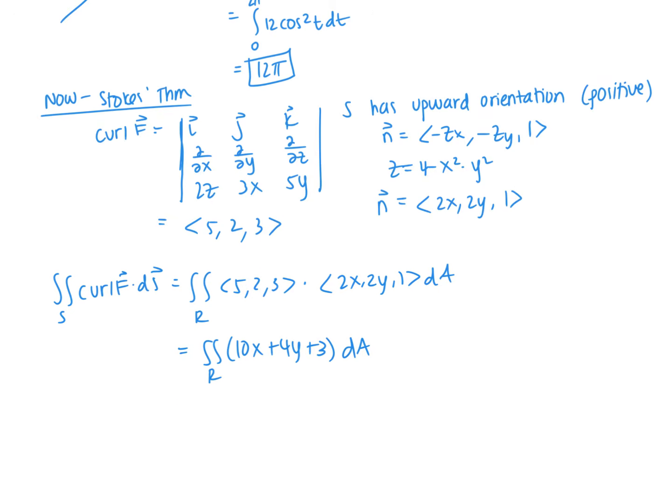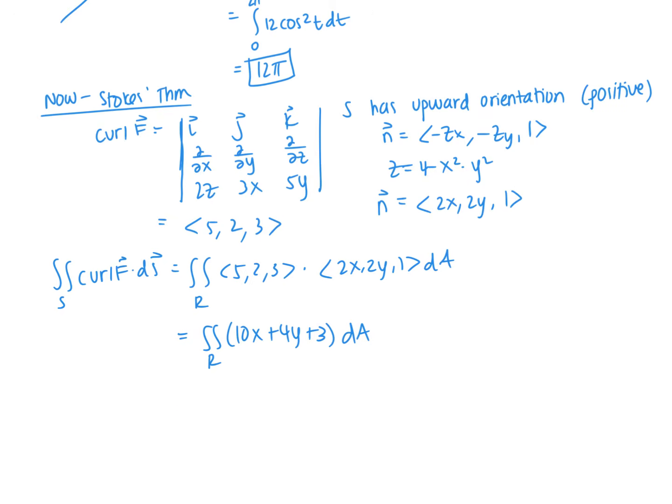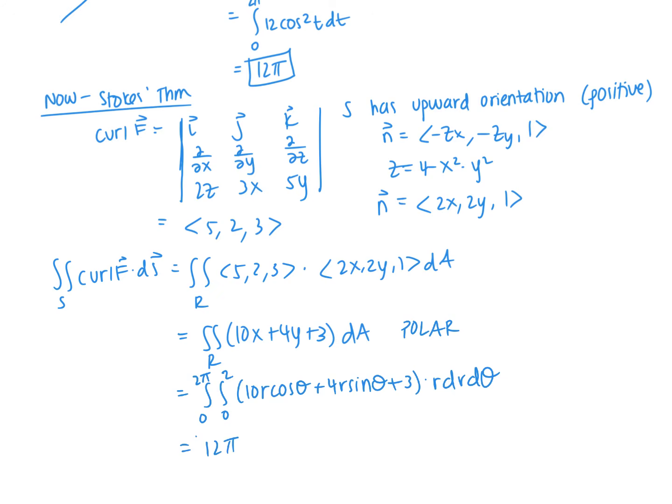And of course, our region R is just that circle in the xy plane. So we're going to want to convert to polar. So this will be 10r cosine theta plus 4r sine of theta. Add 3, r dr d theta. Circle has a radius from 0 to 2, and theta goes from 0 to 2 pi. And believe it or not, this would give us an answer of 12 pi.